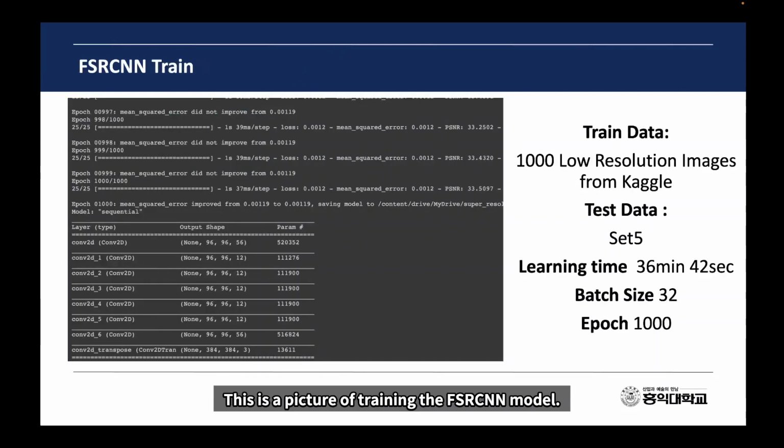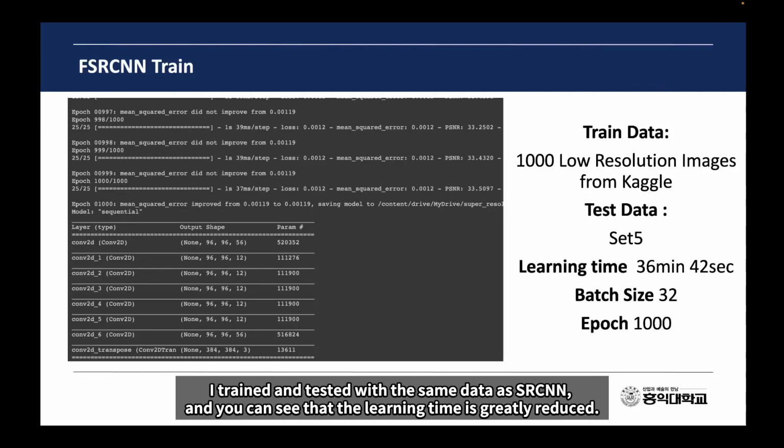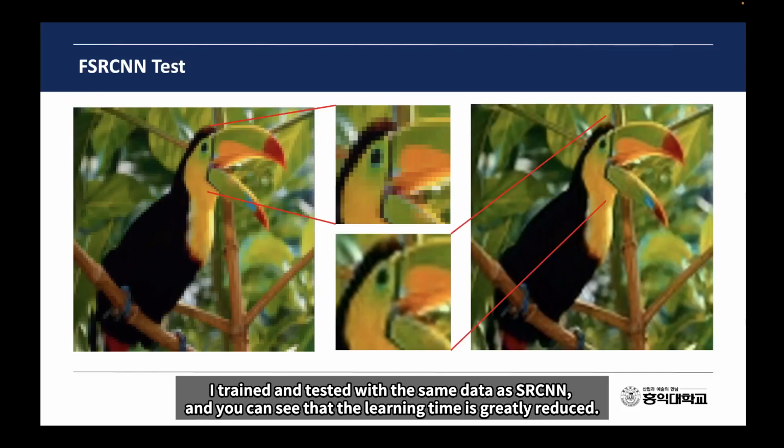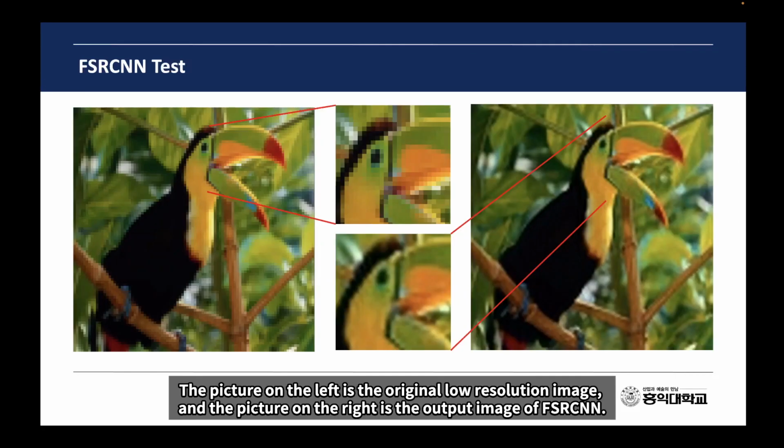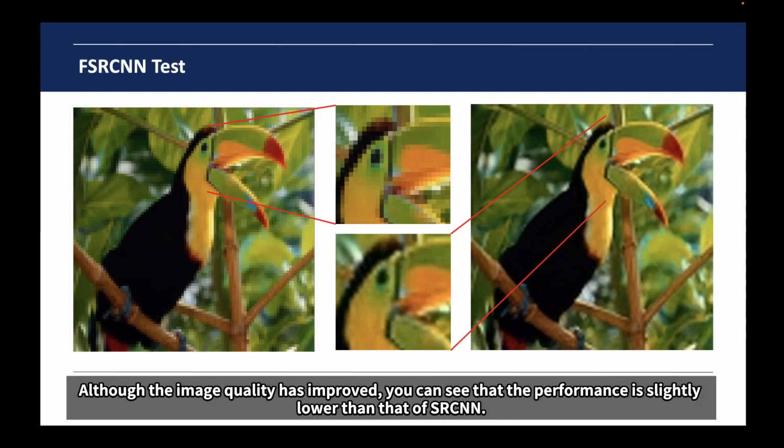This is a picture of training the FSRCNN model. I trained and tested with the same data as SRCNN, and you can see that the learning time is greatly reduced. The picture on the left is the original low-resolution image, and the picture on the right is the output image of FSRCNN. Although the image quality has improved, you can see that the performance is slightly lower than that of SRCNN.